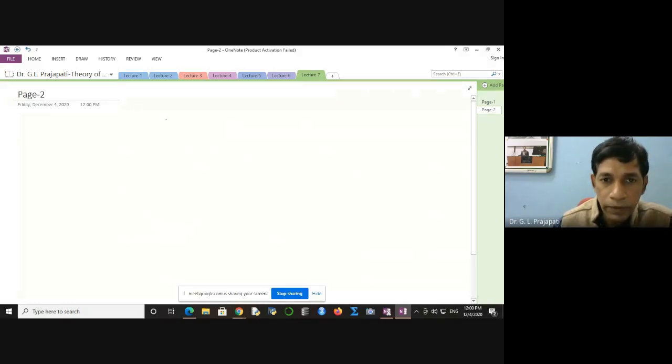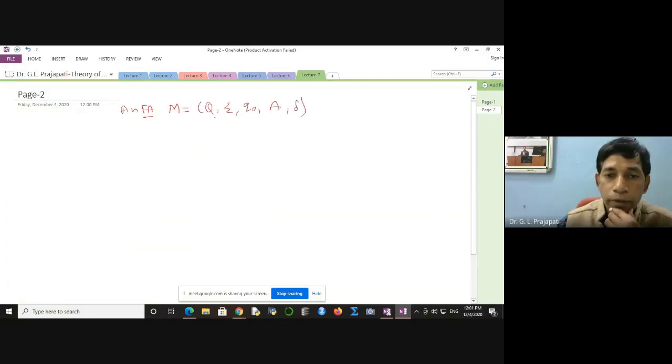We are going to denote the FA by writing the symbol M = (Q, Σ, Q0, A, δ). So you need to know that you have the set of states, input symbols, initial state, set of final states, and you have to define the set of transitions. So you need to define this. And the language accepted by the machine, we will denote by writing L(M). So L(M) denotes the language accepted by the machine.